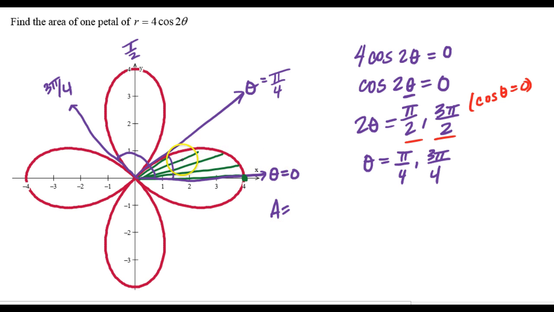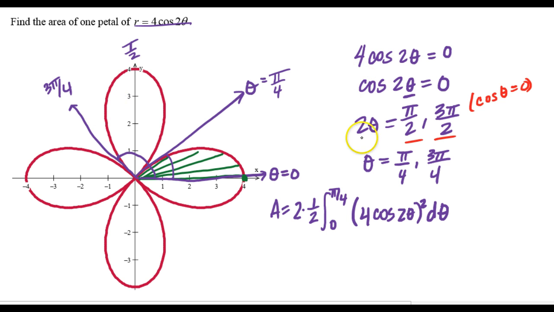So let's find the area of this little green outlined part. If I extend, so we have 1/2 the integral from 0 to pi over 4 of my radius, so there's my polar equation, 4 cosine 2 theta quantity squared d theta. So what this finds is this green area. I want an entire petal, so I would need to double it. So I would need to multiply this by 2. So that finds the area of one petal.